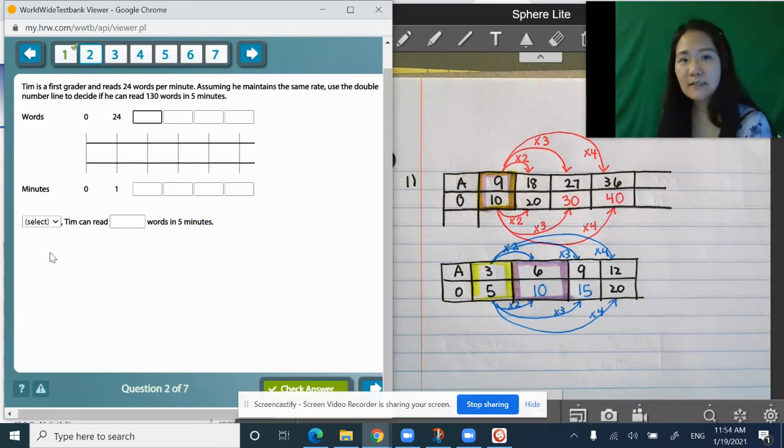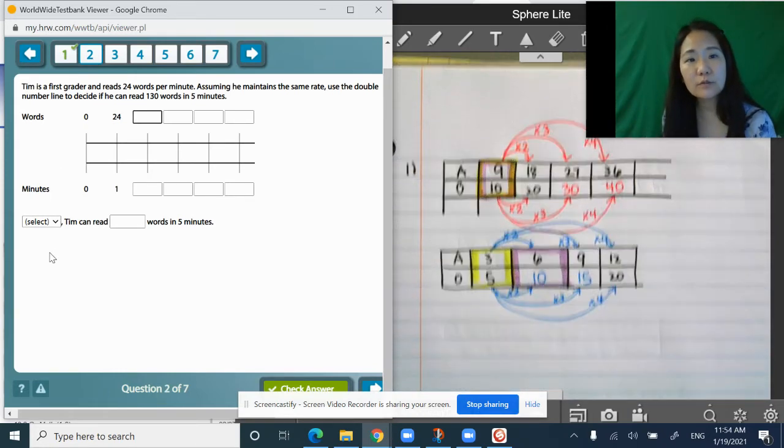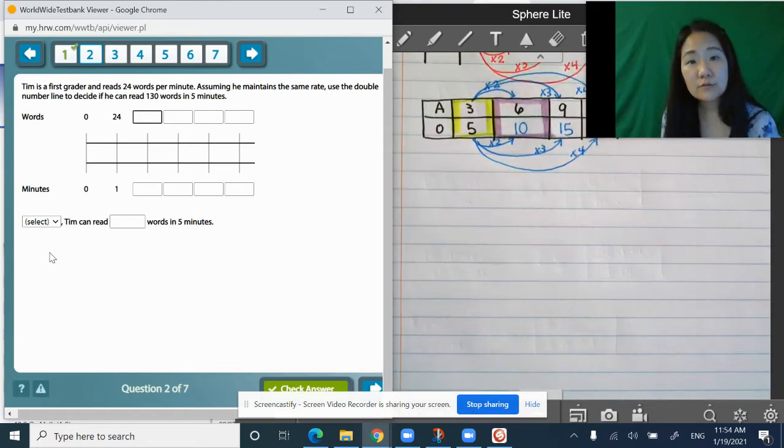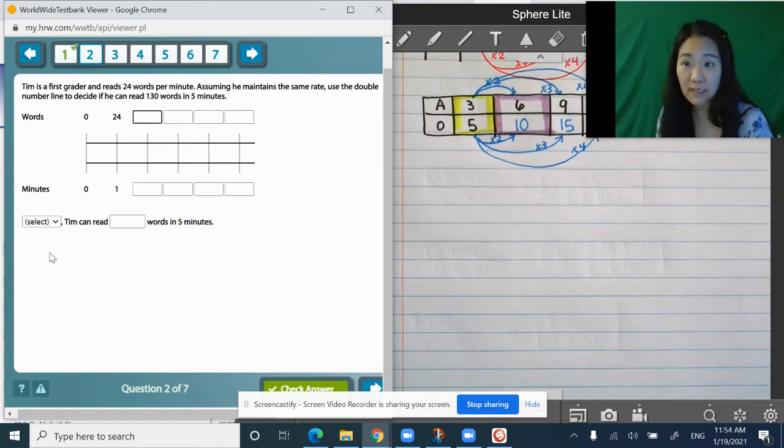Tim is a first grader and reads 24 words per minute. Assuming he maintains the same rate, use the double number line to decide if he can read 130 words in 5 minutes. This is a double number line because it has 2 number lines. That's called a double number line.